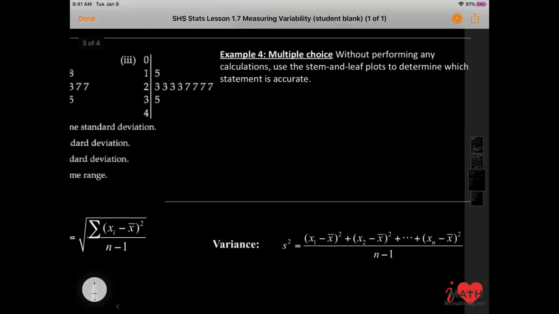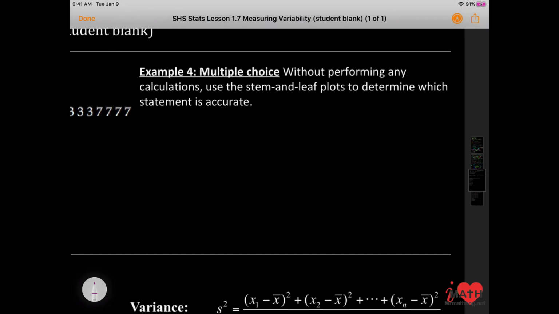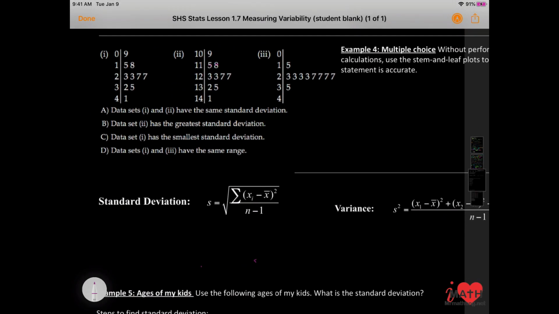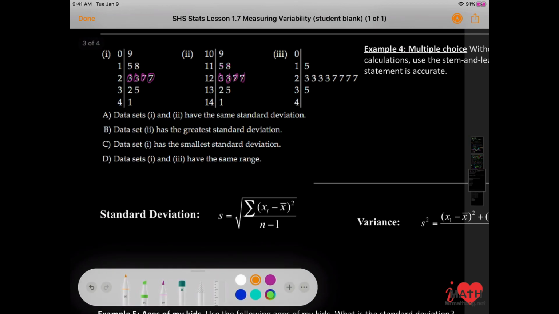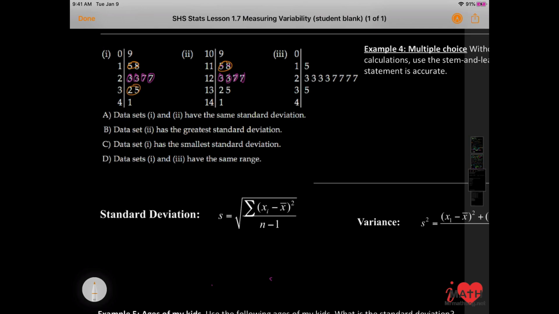All right, question number 4, multiple choice. Without performing any calculations, so don't write out all the numbers, use the stem and leaf plots to determine which statement is accurate. Okay, A: data sets 1 and 2 have the same standard deviation. If you just look at the number of digits, there's 4 numbers here, and 4 numbers here. Then 2 and 2, and then 1 and 1. So the standard deviation is actually going to be the same there.